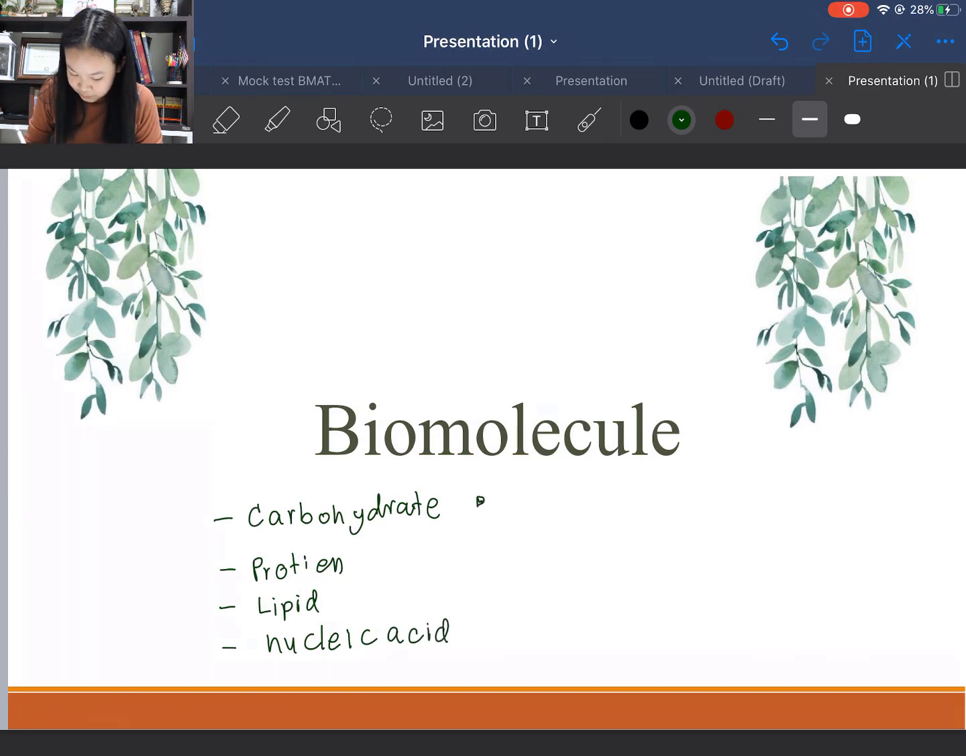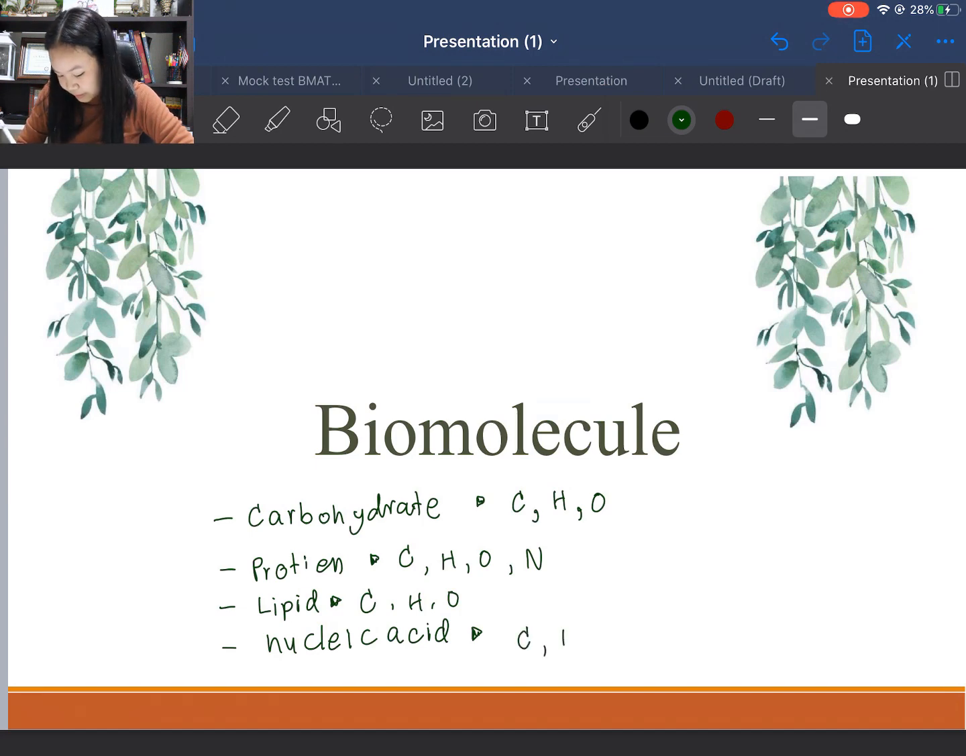Just so you know, before getting into it, it has things to do with chemistry. Our carbohydrate will consist of carbon, hydrogen, and oxygen. Protein will contain carbon, hydrogen, oxygen, nitrogen. Lipids are the same as carbohydrate: carbon, hydrogen, oxygen. And nucleic acid is carbon, hydrogen, oxygen, nitrogen, and phosphorus. Now we're going to go through all of it.